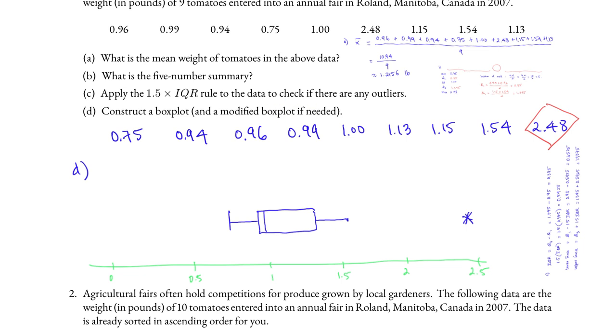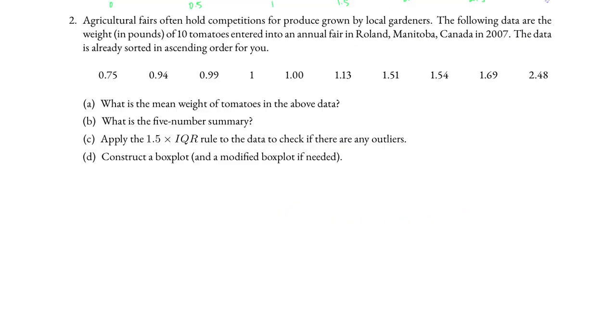What this box plot tells us is that from the minimum to Q1, there are 25% of the observations. From Q1 to the median, there are 25% of the observations. From the median to Q3, there's another 25%, and from Q3 to the maximum, there's another 25% of the observations.